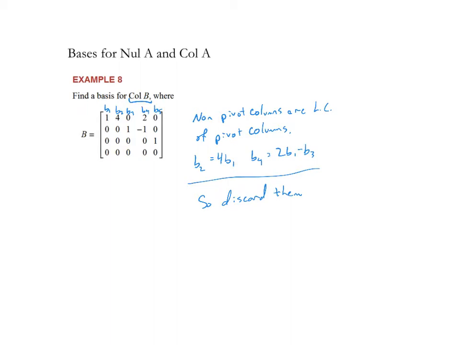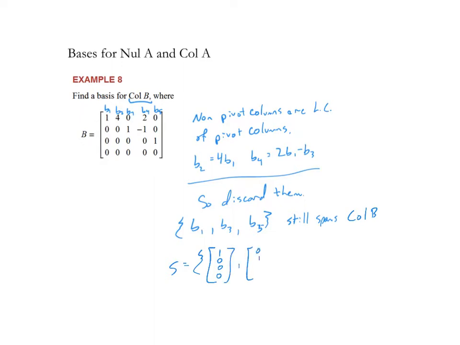Okay. So the argument then in discarding those two columns is that the set B1, B3, B5 still spans the column space of my matrix B. Okay, so S is equal to, so my basis is equal to the vector 1, 0, 0, 0, the vector 0, 1, 0, 0, and the vector 0, 0, 1, 0. Okay, that's a basis for the column space.